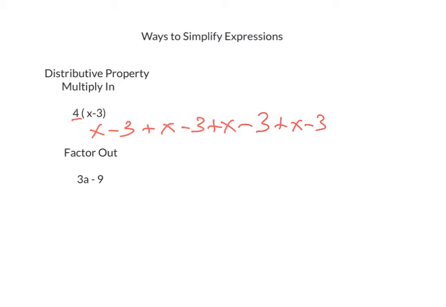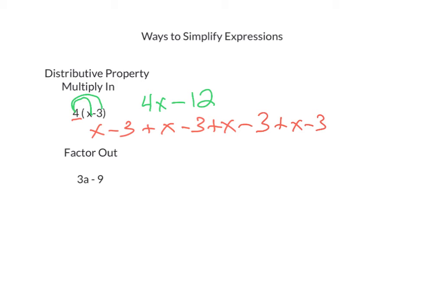With our tiles, it was where we copied and pasted tiles over and over again. Another way to consider this would be to multiply the 4 times everything in the parentheses. 4 times x would be 4x. 4 times minus 3 would be minus 12. 4x minus 12 is an equal expression to 4 times the quantity x minus 3.